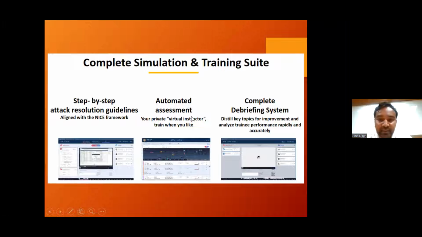So there is automated assessment. The system will automatically score your performance: were you able to find the source of the attack, were you able to find which systems have been affected, and were you able to counter those attacks. It will generate a score according to how you have performed, and a complete debriefing. After that, it will show you the actual solution, what you have done, and what the actual solution is which you should have applied in this scenario.